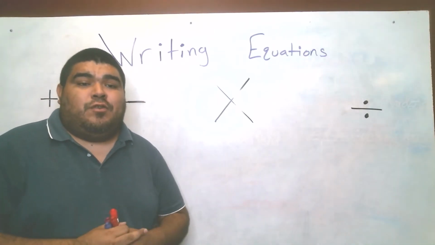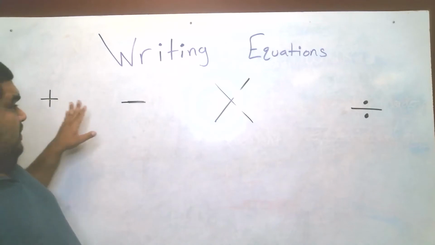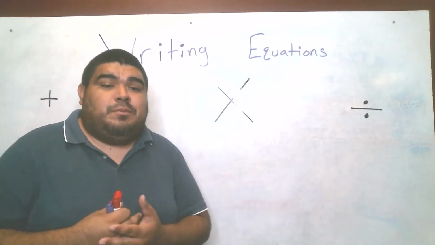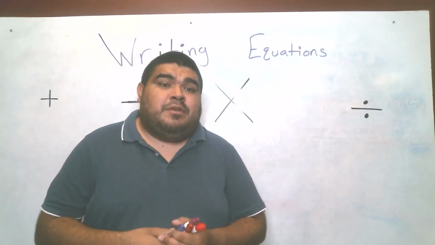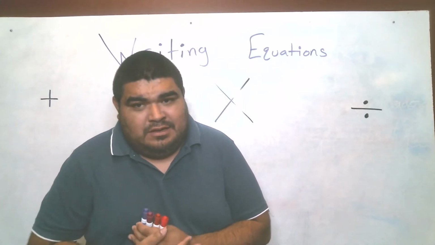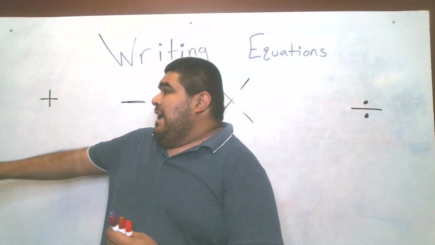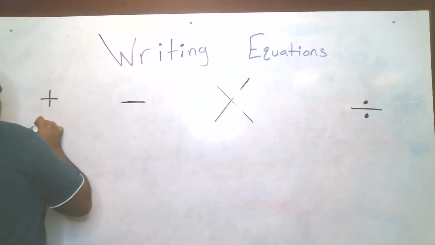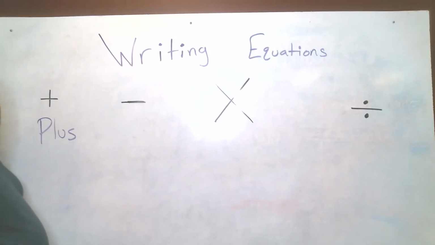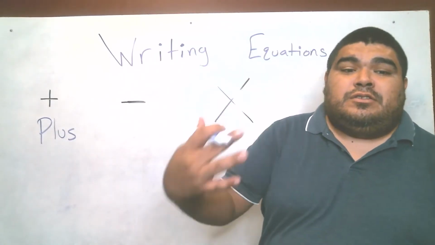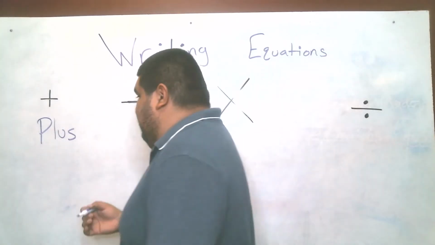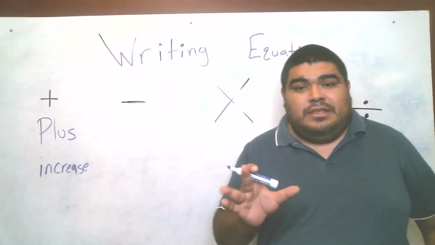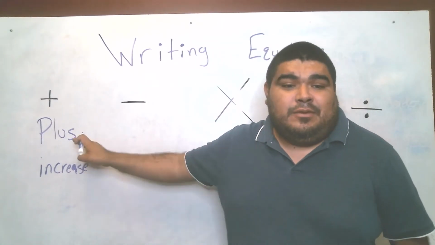All right, guys, so we have four operations up on the board. We have adding, subtraction, multiplication, and division, right? These operations can be written down in word form, okay? We're just gonna go over some of the words you might see. All right, so for adding, you may see in word form of it plus. All right, so plus. You may also see increase. All right, these are all saying there's something that's being added, okay?